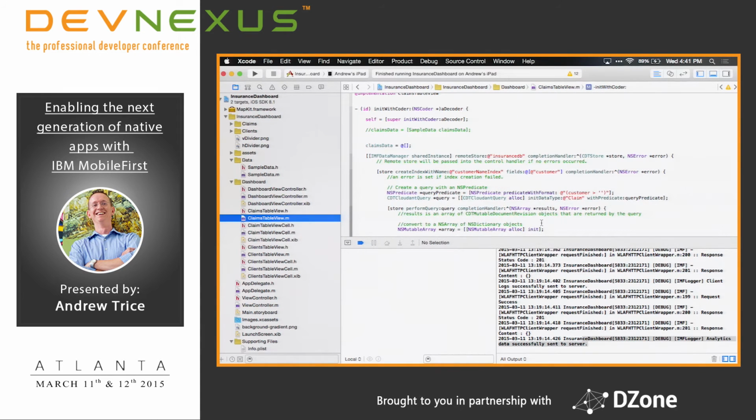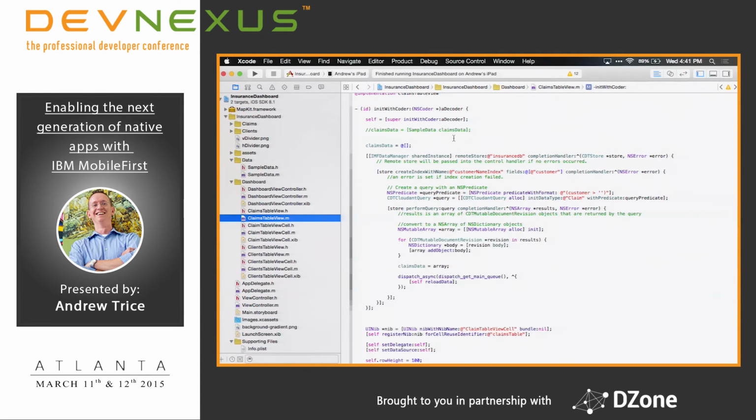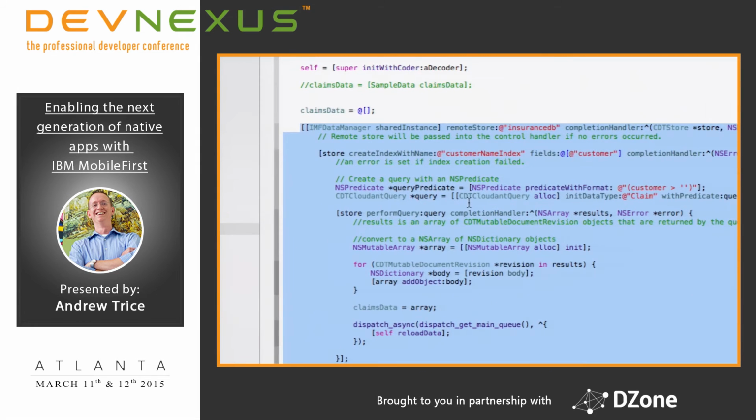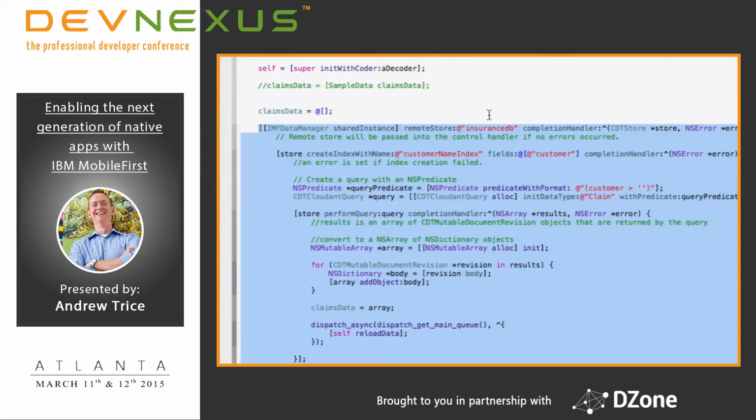So in Xcode, in Objective-C, it's very, very simple to get data back from the Cloudant database. The first thing we see is I'm accessing a remote store. My database is called InsuranceDB. Do I need to make that bigger? Can you guys see that? OK. So the first thing I'm doing is accessing the data manager shared instance, remote store InsuranceDB. This is just accessing that database I created called InsuranceDB.